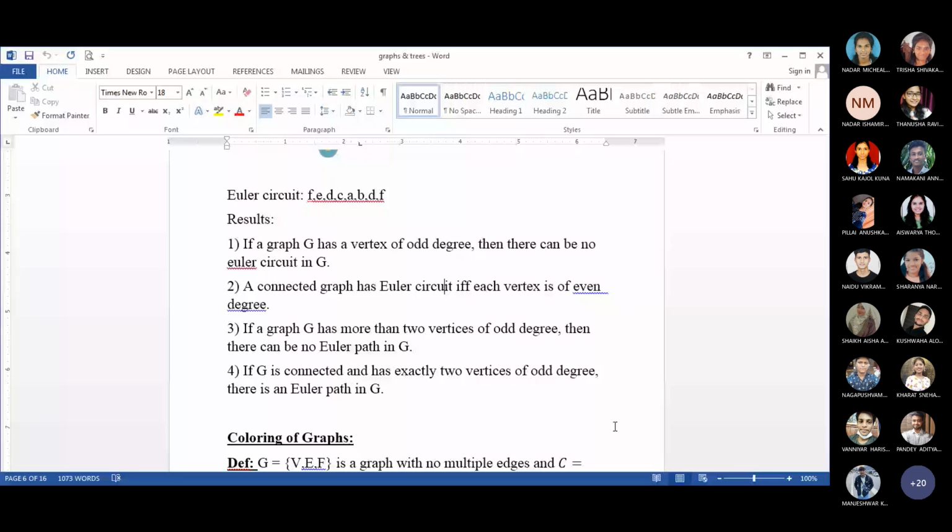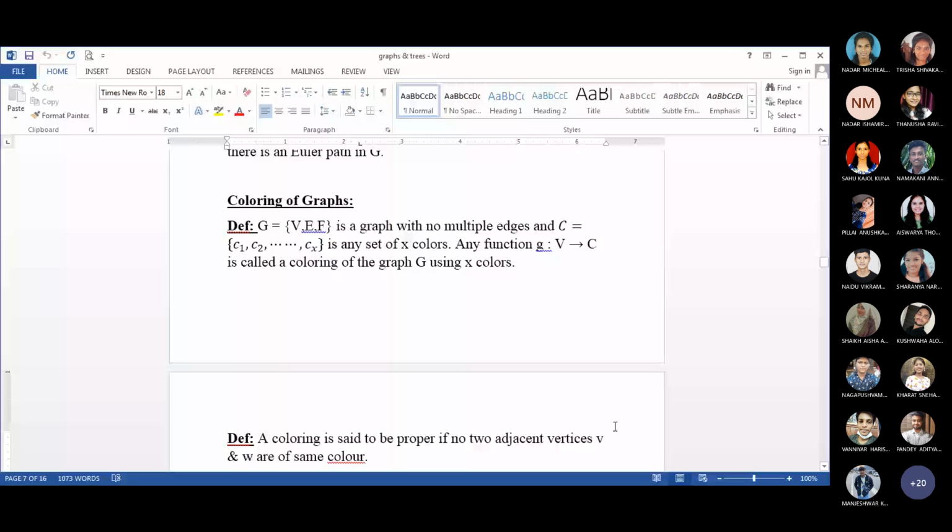Next is about the coloring of a graph. The terminology coloring of a graph doesn't mean that we have to paint the graph. It only says that we will color the vertices.